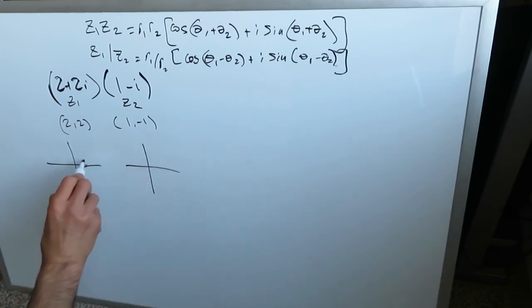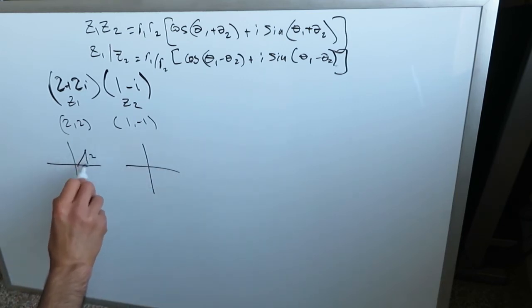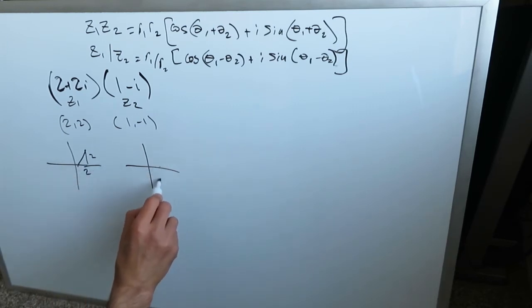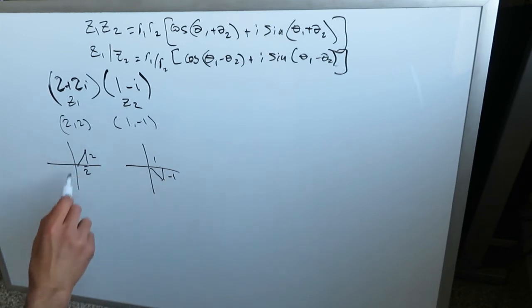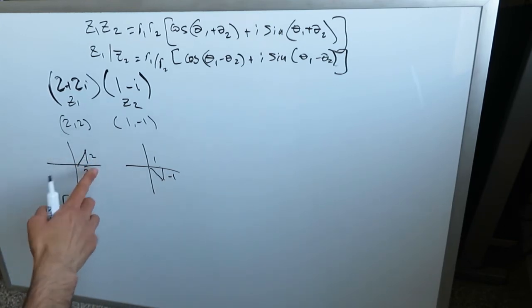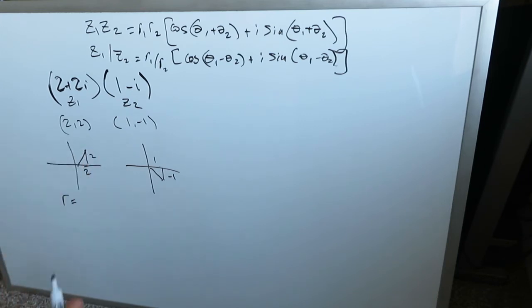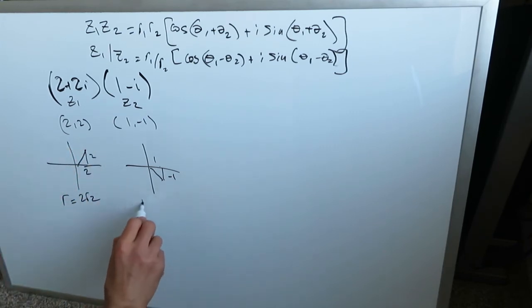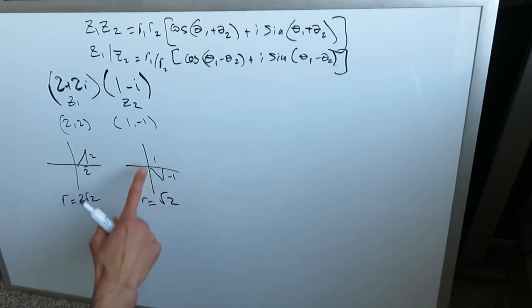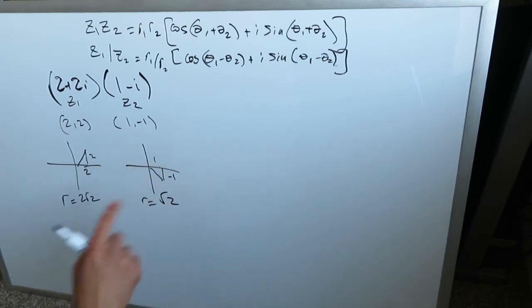(2, 2) is going to be right over here. (1, -1) is going to be right over here. What's your r going to be over here? Remember, the modulus is always the square root of the sum of the squares of the two components. You're going to get 2 root 2. 2 squared plus 2 squared is root 8, which will give you 2 root 2. What's the r over here? It's going to be root 2. 1 squared plus 1 squared, the square root of that 2 will be root 2.